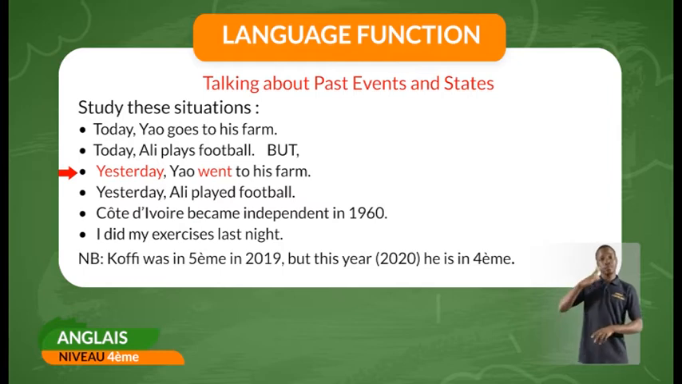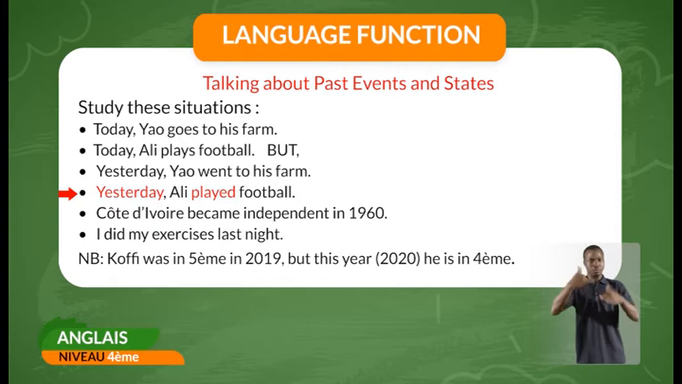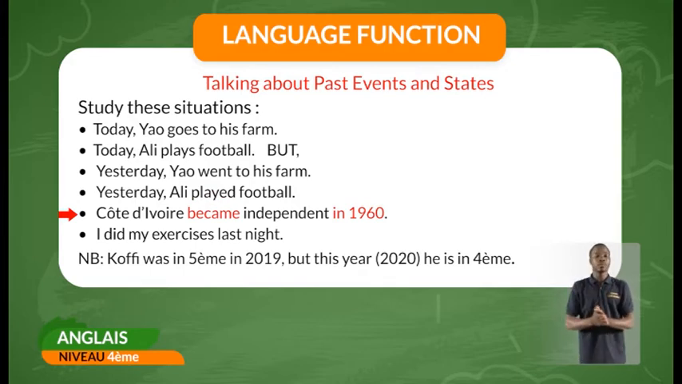All right? Now, yesterday, Ali played football. What did Ali do yesterday? Ali played football. Did he play football yesterday? Yes, of course, he did. Côte d'Ivoire became independent in 1960. You see, in 1960. This is in the past. So to become, became.